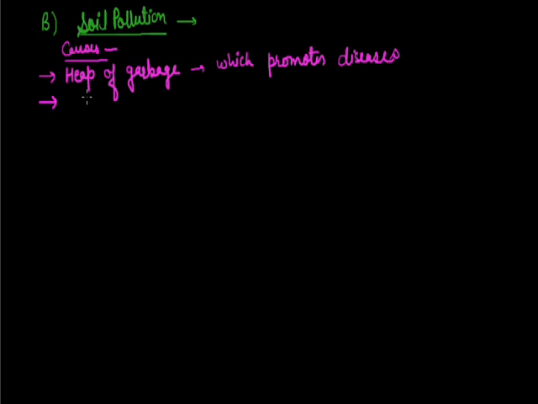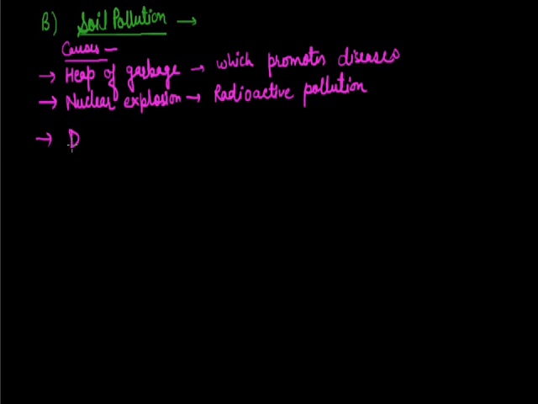The next one is again the nuclear explosion that is done on land that causes radiation pollution or radioactive pollution. The main reason for soil pollution is deforestation. As I told you earlier, to fulfill our needs, we have to cut trees, and that promotes deforestation. This can be done for industrialization. This can be done to make houses.